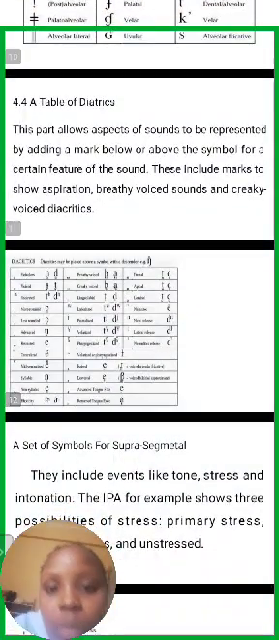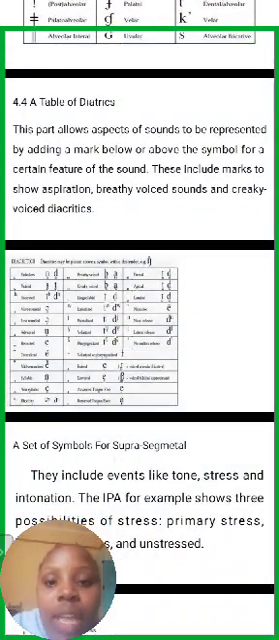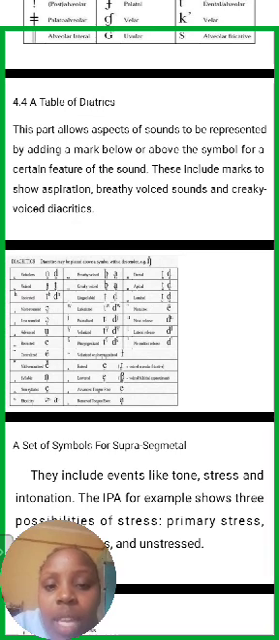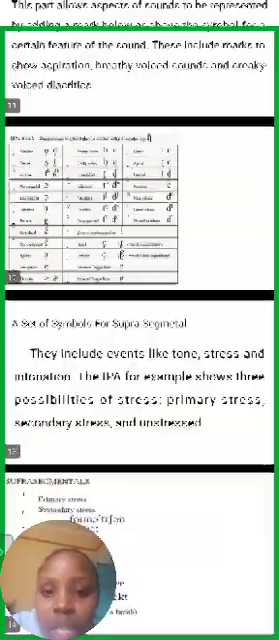So let's move to the next part, that is the table of diacritics. The table of diacritics allows aspects of sounds to be represented by adding a mark below or above the symbol for a certain feature of sound. These include marks to show aspiration, breathy voice, and creaky voice. So these are the diacritics.